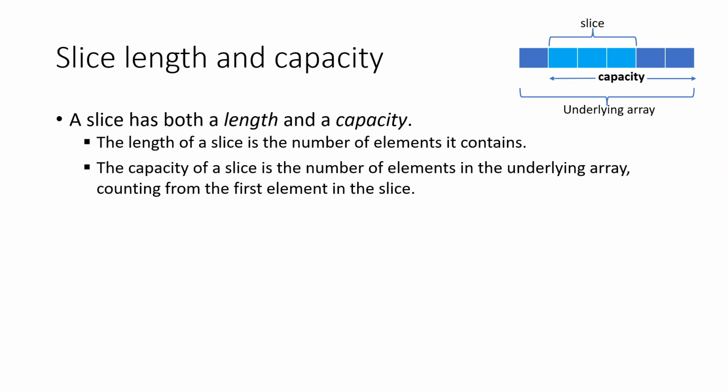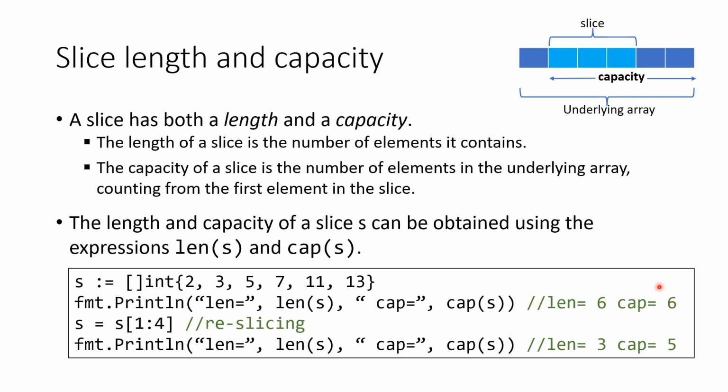Another difference between slice and array is that a slice has both a length and a capacity, while an array has only a length. The length of a slice is the number of elements it contains. The capacity of a slice is the number of elements in the underlying array, counting from the first element in the slice to the end of the underlying array. The length and capacity of a slice S can be obtained using the expressions len(S) and cap(S) respectively, as in the following examples.